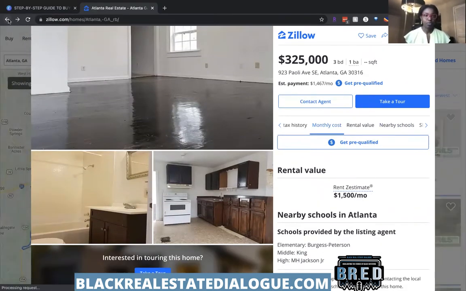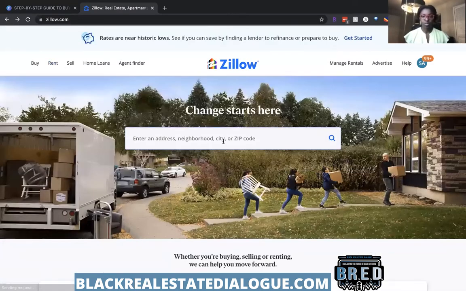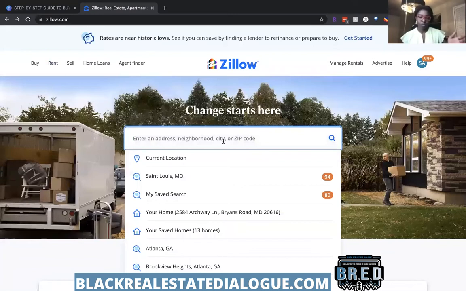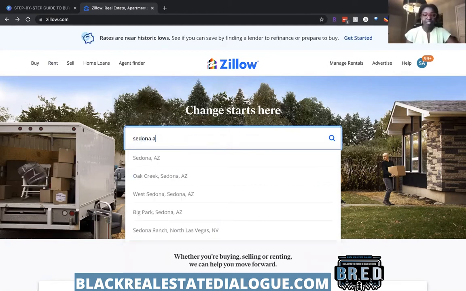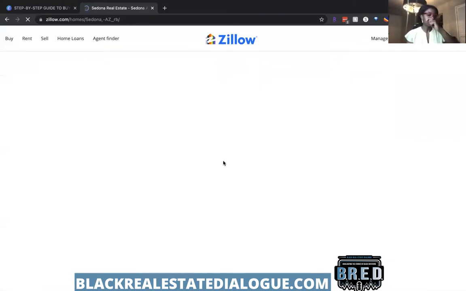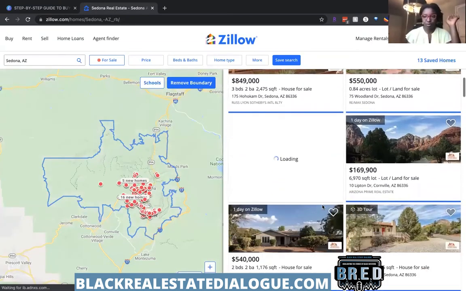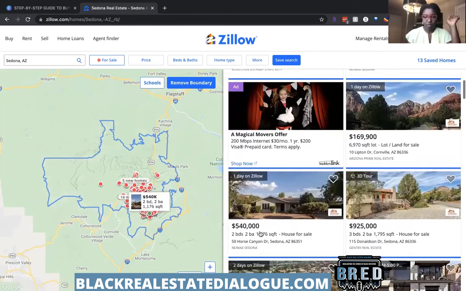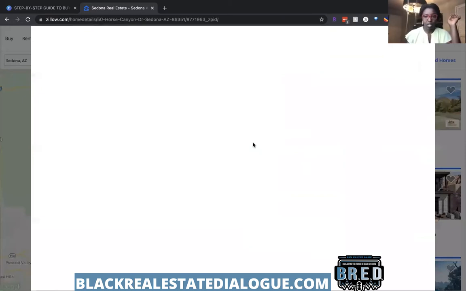Let's use another market. So this was Georgia. Let's go to, say, Arizona. Give me a city in Arizona. Let me think. Sedona, for example. Okay. Let's look at some properties. Ooh, this definitely will not cash flow. Okay. So I do want to take an example of something that will cash flow.